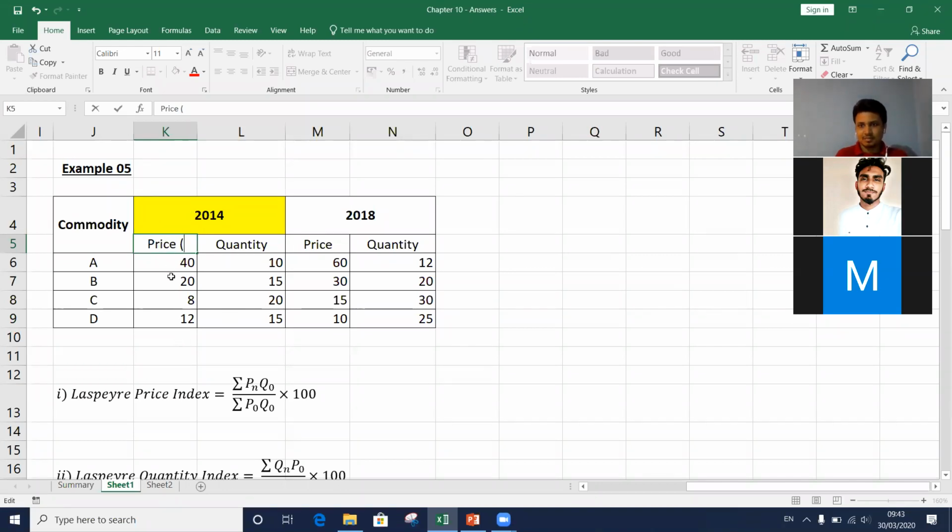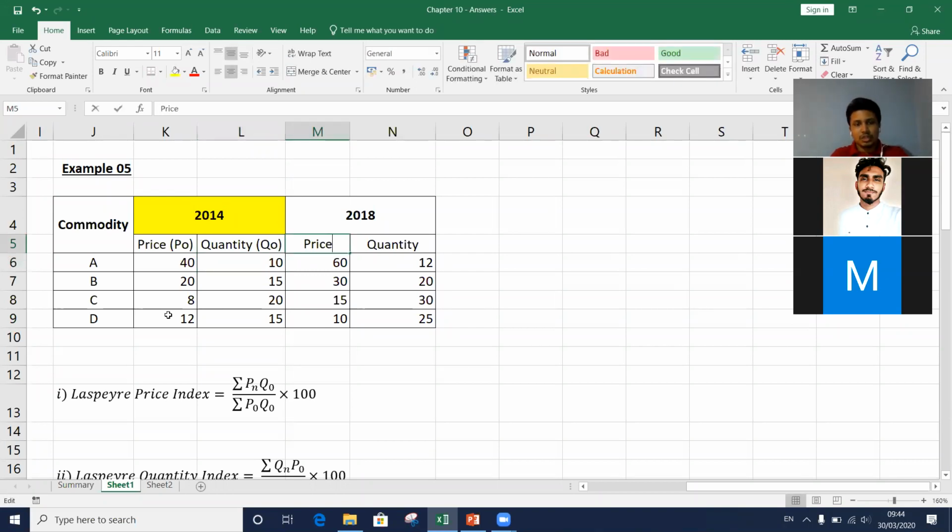2014 prices. 2014 means my base period. These are the base period prices. So what is the best way I can rename this? Prices are represented by P. Base year is represented by naught, so it should be P naught. Right? Here, quantity. What is the name I can give? Quantity is represented by Q. Since 2014 is my base period, that should be Q naught.